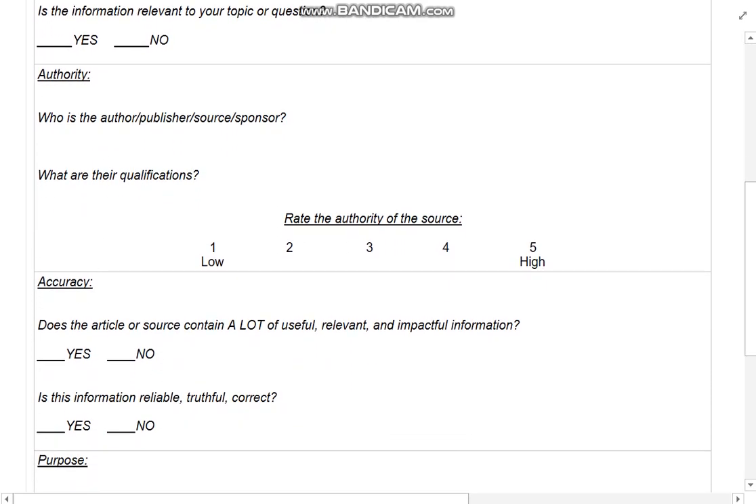As we move down, we come to authority. Now we're going to have many more mini lessons on this, but for now, you're just going to try to identify who the author is, the publisher is, the source is, the sponsor, and identify what their qualifications are. For example, who is the author? Is the author a New York Times journalist, or is the author Mr. Cohen's grandma? Because if it's Mr. Cohen's grandma, probably a pretty low authority. If it's a New York Times journalist, probably quite a bit higher.